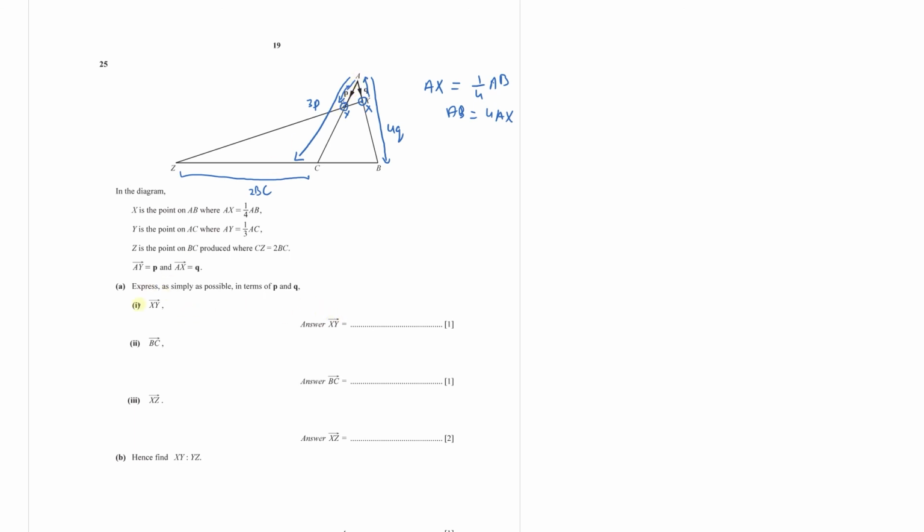So your xy would be equal to minus q. You start from x and your destination is y. So minus q plus p. You can write it as p minus q as well. So xy would be p minus q.